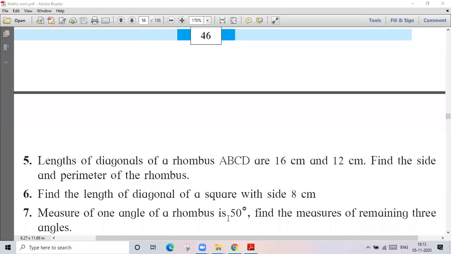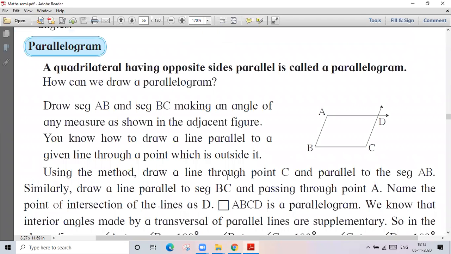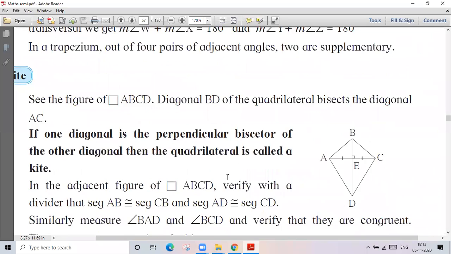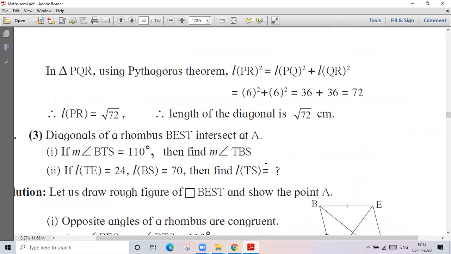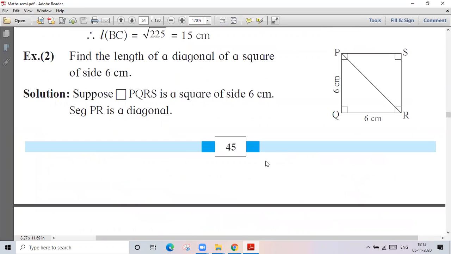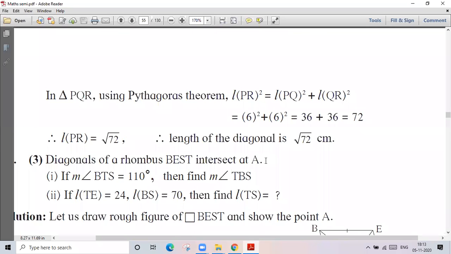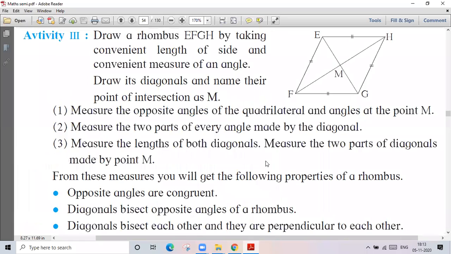Just a minute. This will end practice, and tomorrow we'll see the parallelogram and the trapezium, and the kite. So we'll have a short revision. Okay, children, let's go. Yes, a short revision.